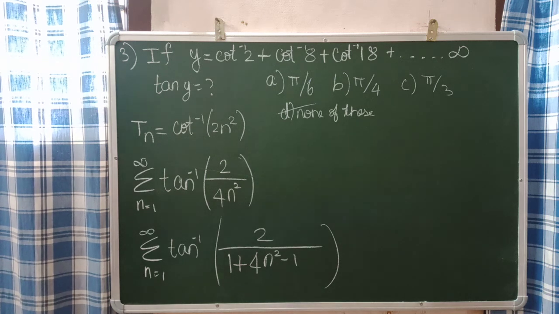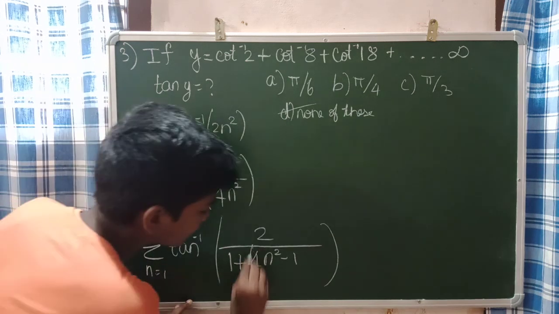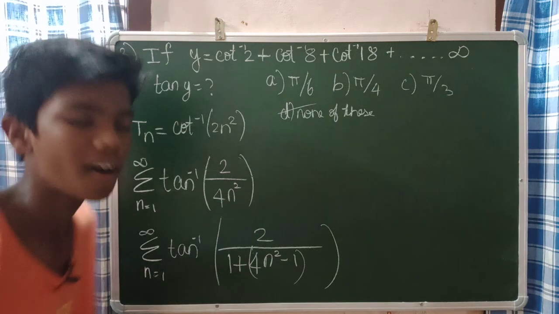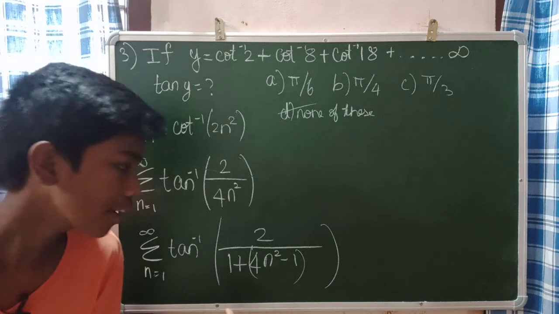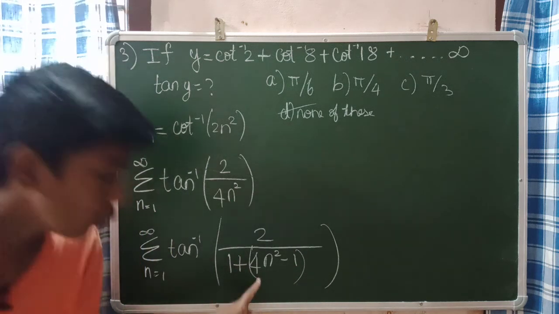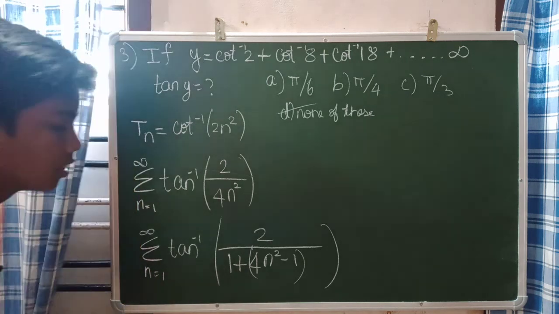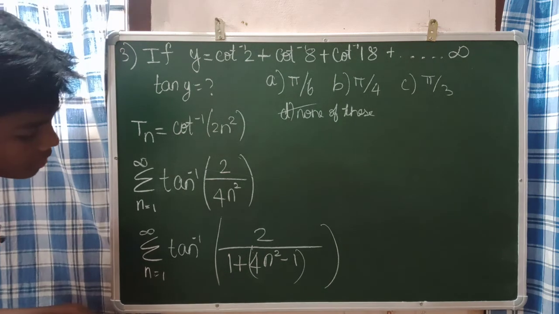Okay? So why I'm adding 1 and subtracting 1 is, what is this term, 4n square minus 1? That looks like a form of a square minus b square, which is a plus b into a minus b. So 4n square minus 1 is nothing but 2n whole square minus 1 square. It looks like that form, right?